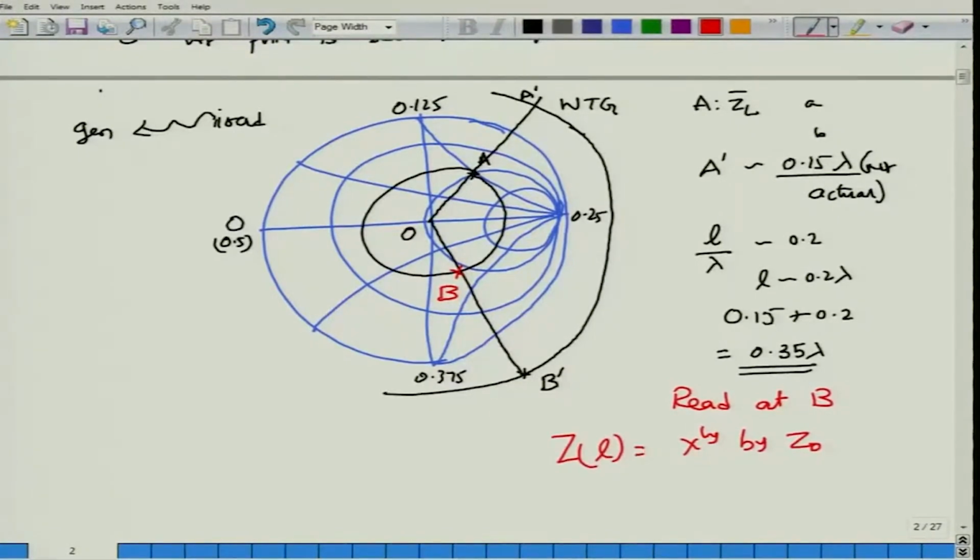So I hope you really appreciate the simplicity, although I have taken about 20 minutes to explain the concept. I did this so that you really understand what is going on with this simple application. Once you understand this application, other applications are quite easy to follow. So let us consider a second application of Smith chart.